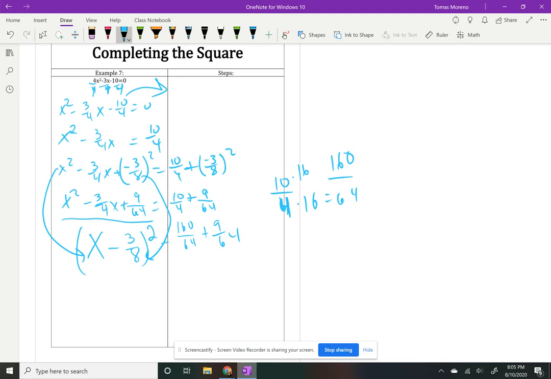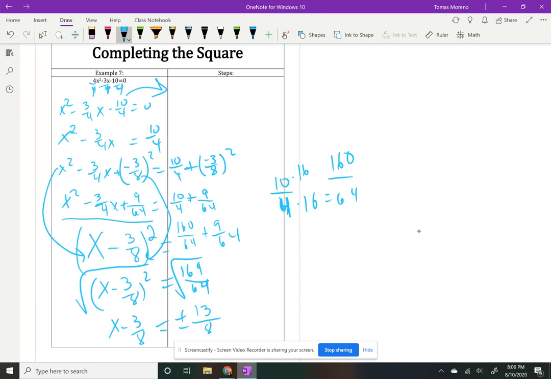Now that I have a common denominator, I can add them. And notice, guys, these are perfect squares. Why is it awesome that they're perfect squares? Because now we're going to take the square root of both sides. See it? I hope you guys are seeing it. So now this becomes plus or minus. What's the square root of 169? 13. Square root of 64? 8.